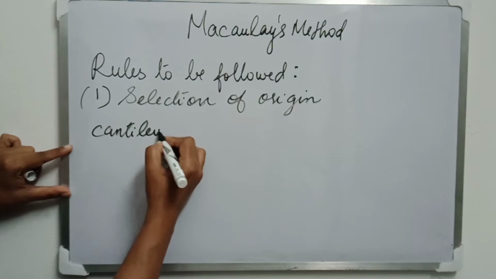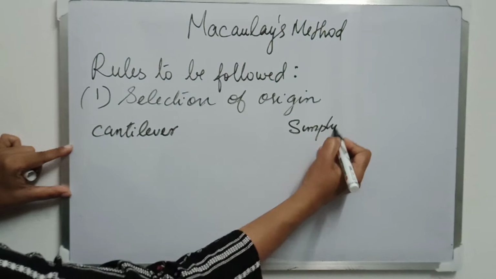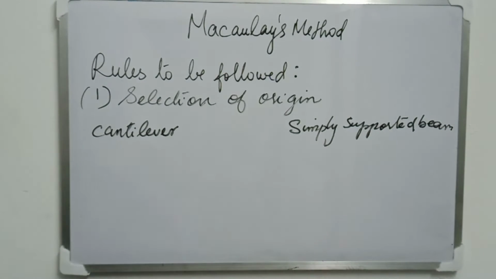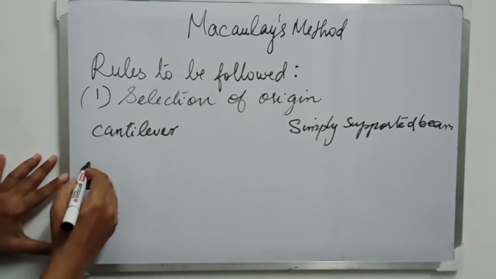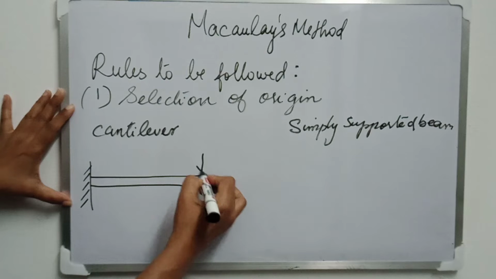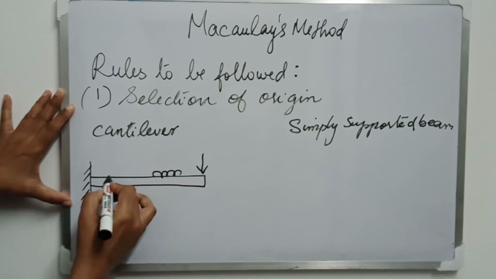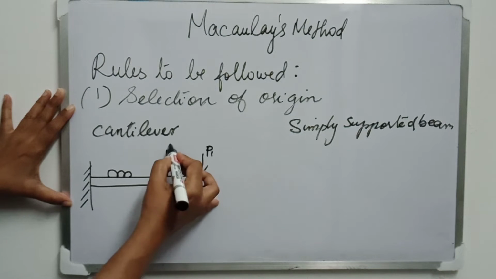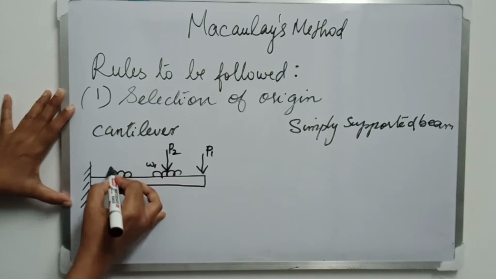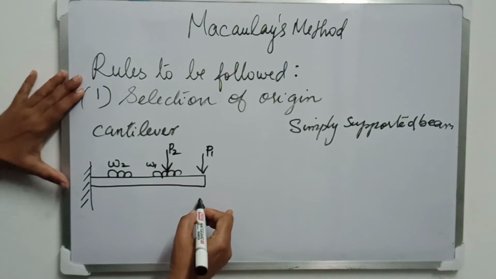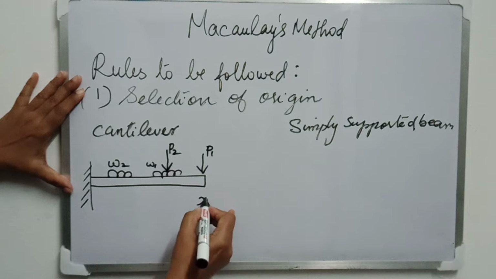Okay, we'll consider two cases. One is of a cantilever and another one is of a simply supported beam. So first let me draw the cantilever beam. It has one end fixed and other end free. Now I'm applying a point load at the end, two UDLs and again a point load. So first point load be P1, second one be P2, then W1 and W2 be the UDLs. Now, these are the four loads applied on the cantilever beam.